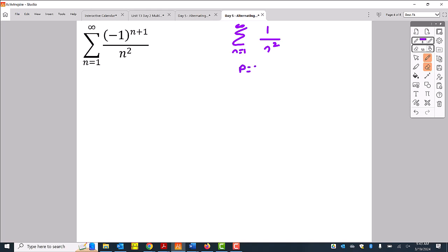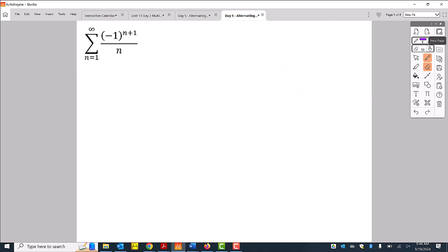So p is equal to 2, which is bigger than 1. So we would say it absolutely converges by p series. Don't even need to check the alternating part. We know that because it converges when it's not alternating, it'll definitely converge when it is alternating.